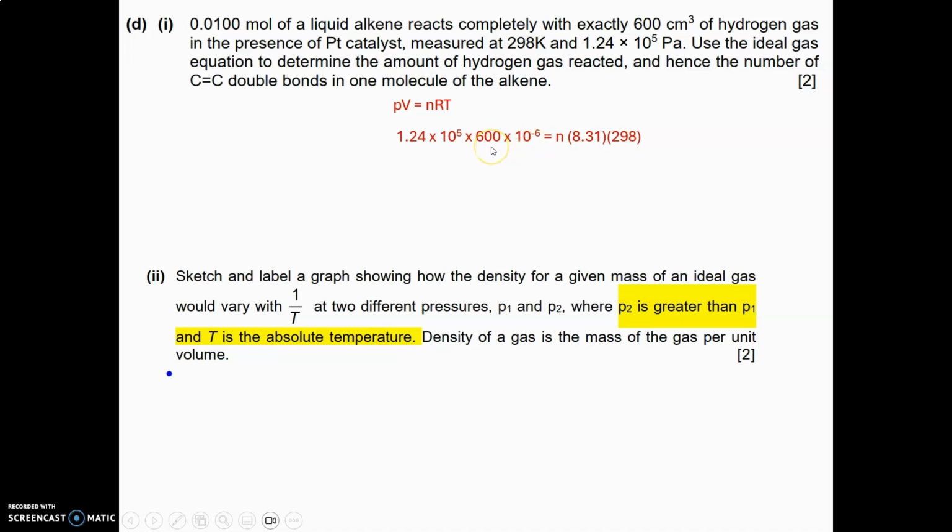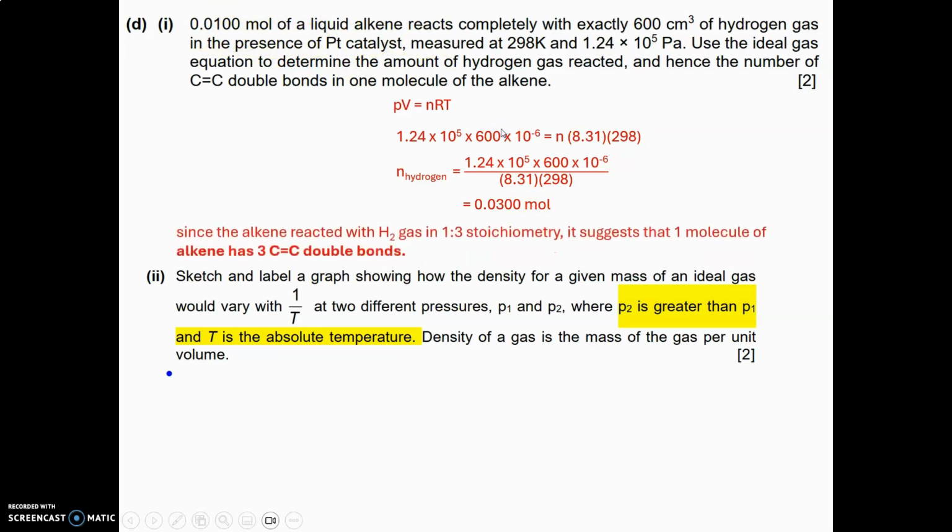To convert to meters cubed, you multiply by 10 to the power of negative 6. And temperature is 298 kelvins. The ideal gas constant is 8.31. So you can simplify. The amount of hydrogen is 0.0300 moles. And you notice that this is 3 times the amount of liquid alkene that is present. So you can rationalize that since the alkene reacted with hydrogen gas in a 1:3 stoichiometry, it suggests that 1 molecule of alkene contains 3 CC double bonds.